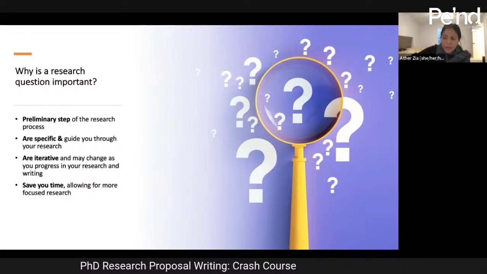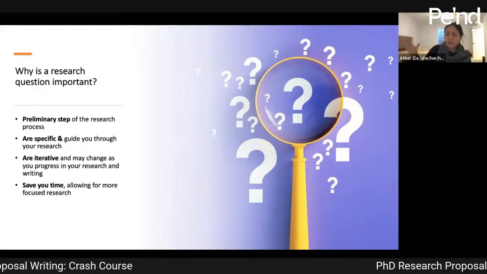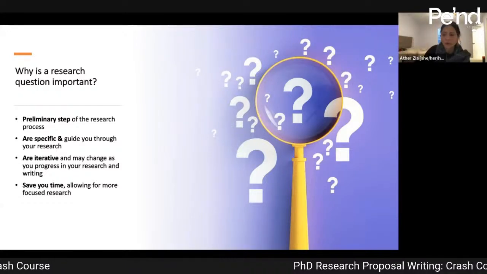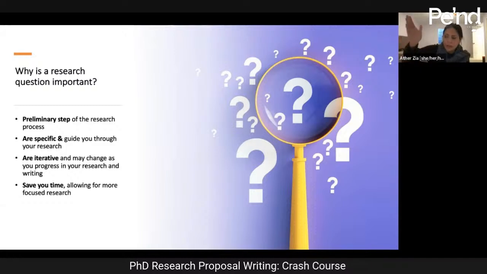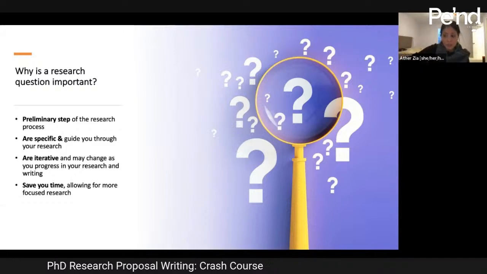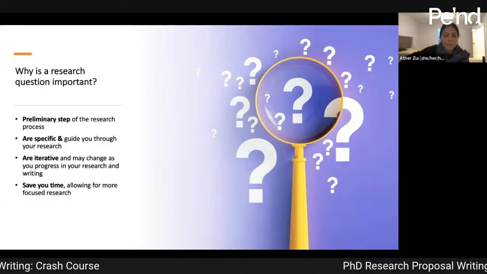And why do you have them, the central question and the guiding questions? You have them because this saves you time. You're not floundering around in your research. You know what you're looking for and you go for it. And does it change? As I said, it is an iterative process. It's going to change.